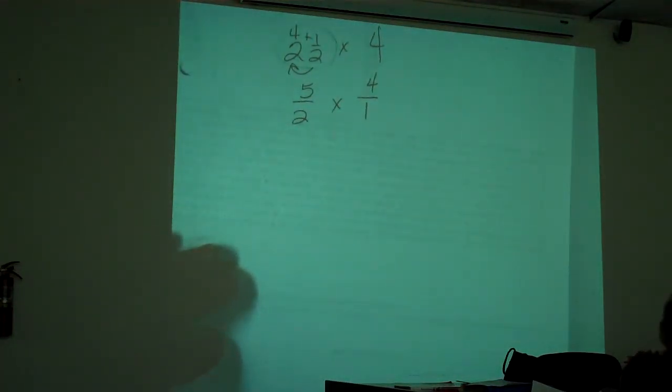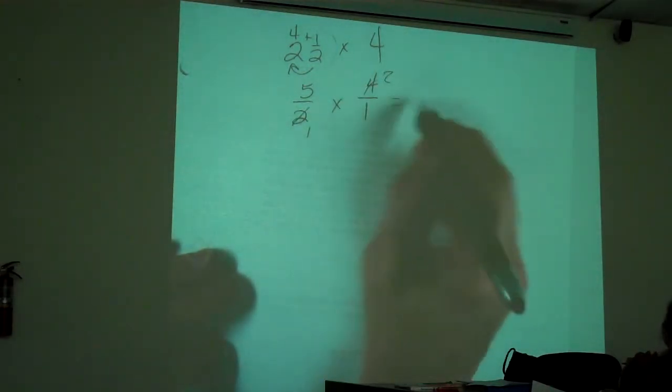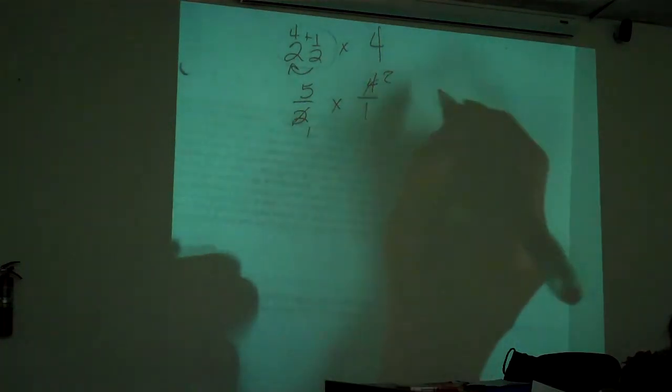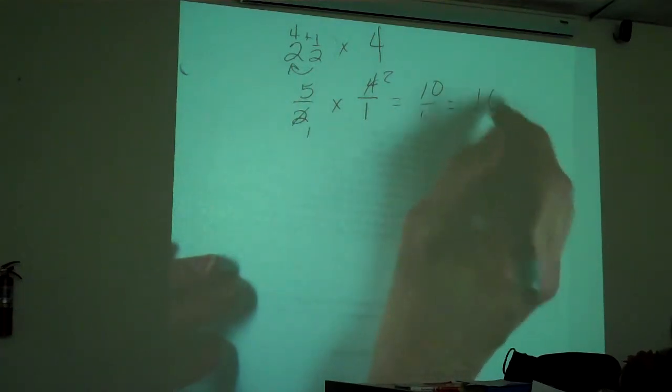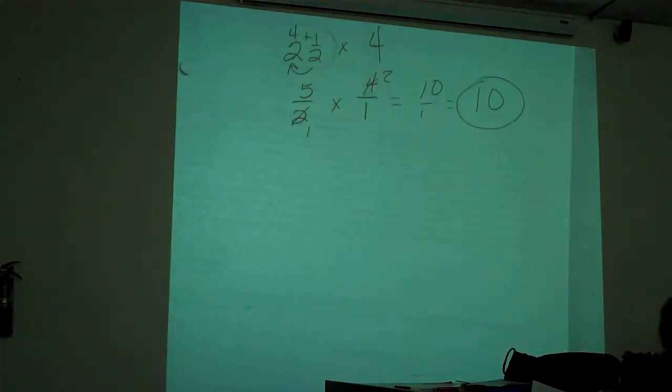Can we do some division first? Yep. The 2 and 4 we can divide first, by 2. Then 5 times 2 on top. 10 over 1 is just 10. Okay?